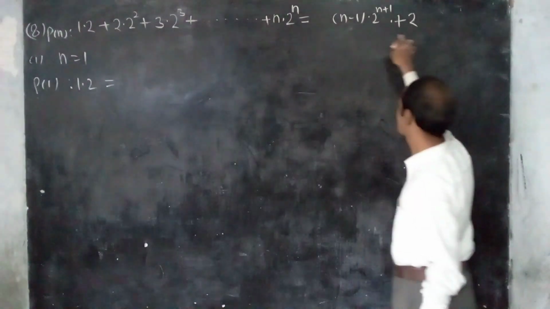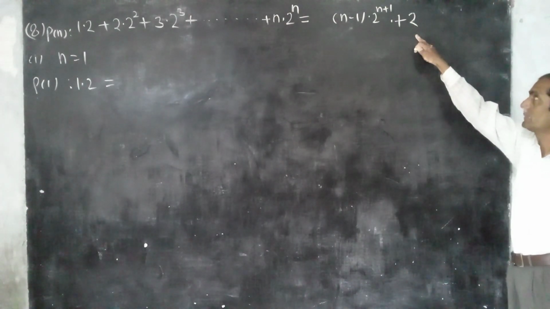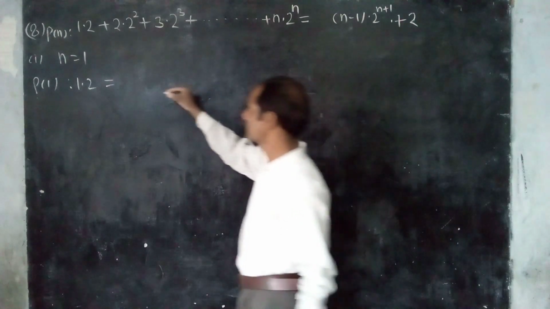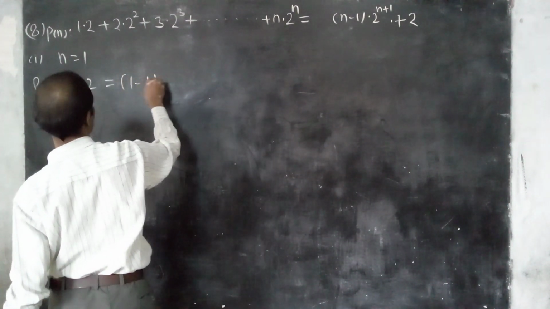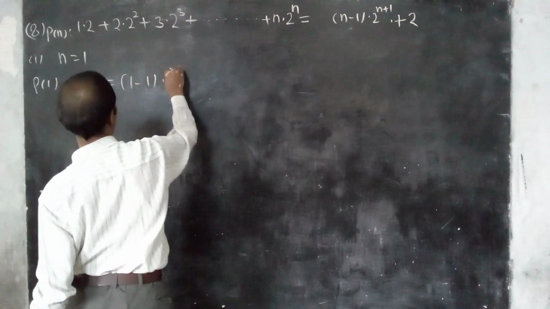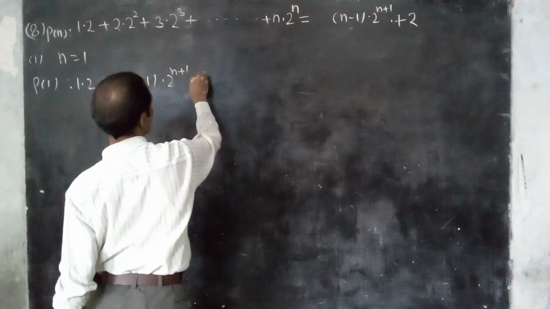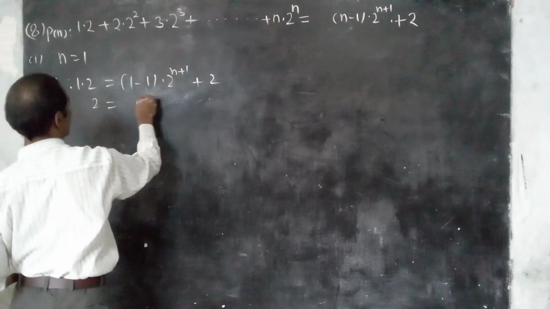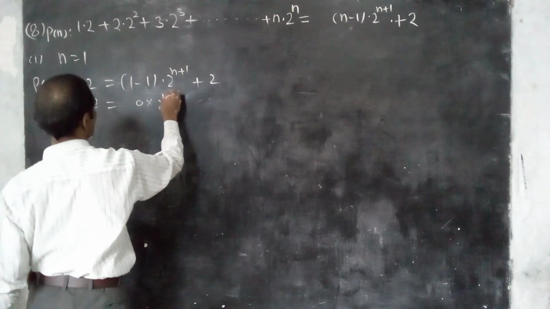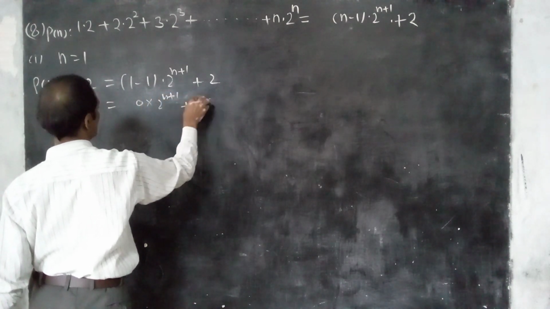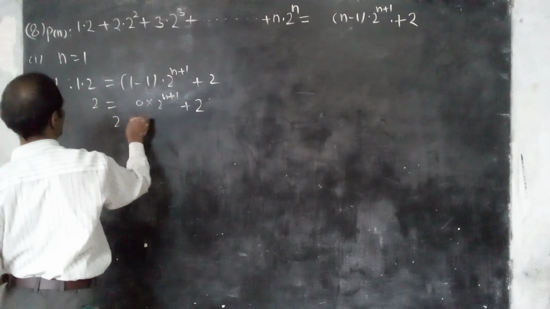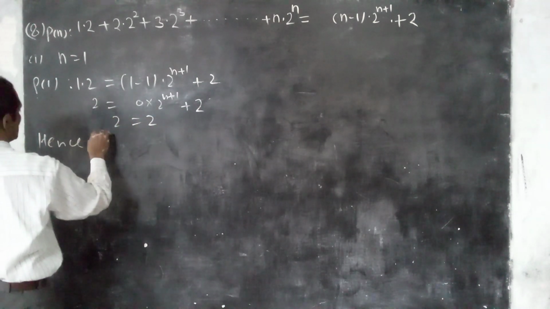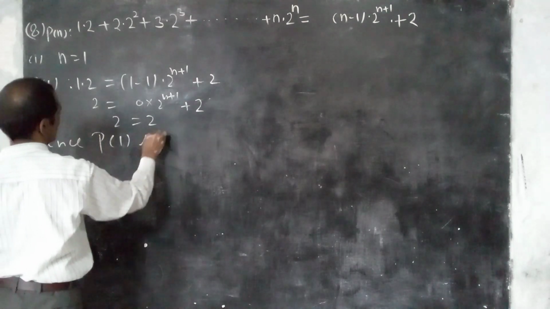Your right side is n minus 1, 2 raised to power n plus 1, plus 2. So write here 1. 1 minus 1 is 0. So 1 minus 1 is 0, into 2 raised to power n plus 1, plus 2. So 2 is equal to 0 into 2 raised to power n plus 1, plus 2. So 2 is equal to 2. Hence P1 is true.